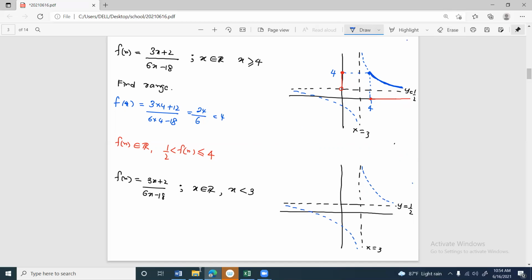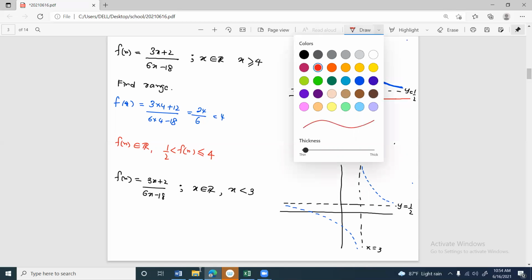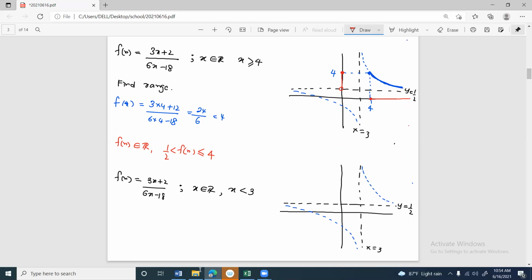And they mentioned what is the available x. The available x for this function is less than 3. Less than 3 means from here, less than this. Sorry, that is the domain for this function.